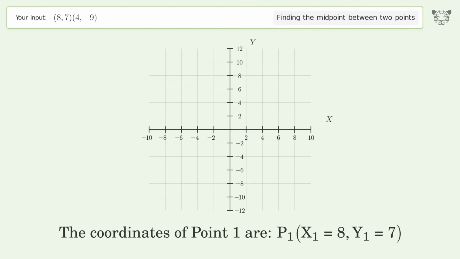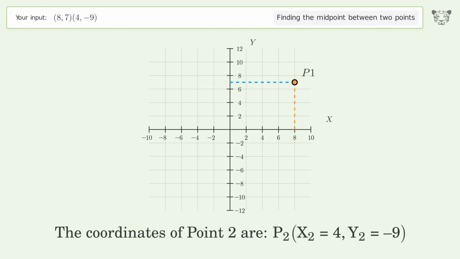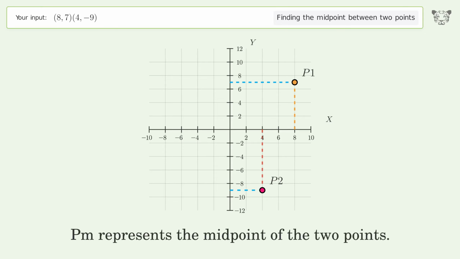The coordinates of point 1 are x1 equals 8, y1 equals 7. The coordinates of point 2 are x2 equals 4, y2 equals -9. PM represents the midpoint of the 2 points.